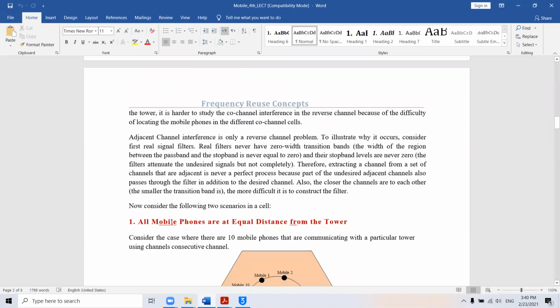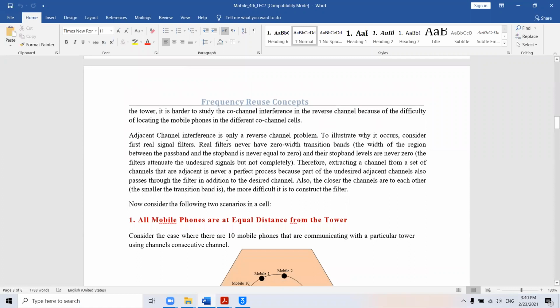Now, adjacent channel interference is only a reverse channel problem. To illustrate why, look please, we have different scenarios. In these different scenarios, we are going to illustrate the effect of the adjacent channel interference. To illustrate why it occurs, consider first real signal filters.